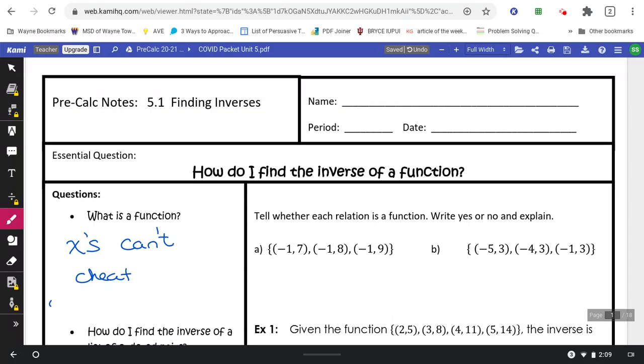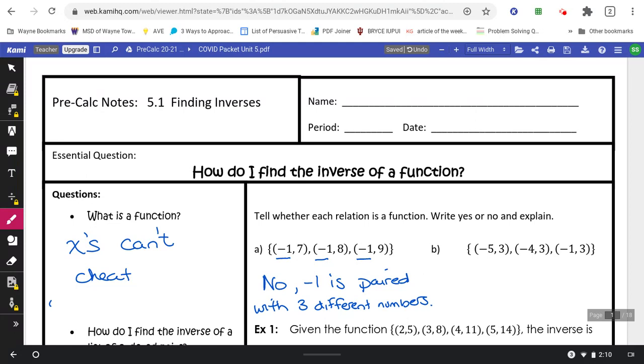Let's take a look at example A. Tell whether each relation is a function, write yes or no, and explain. So this first one, I noticed that -1 is paired up with 7. Then -1, the same number, is paired up with 8. And -1 is paired up with 9. In this definition, we would say that the x is cheating. So this is not a function. No, -1 is paired with 3 different numbers. In order for it to be a function, it has to just be paired with one number.